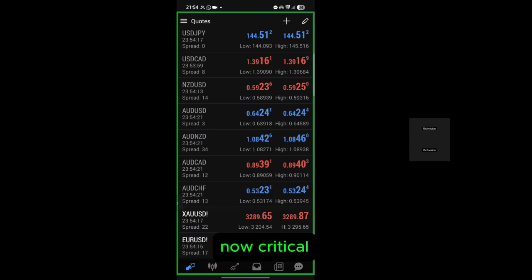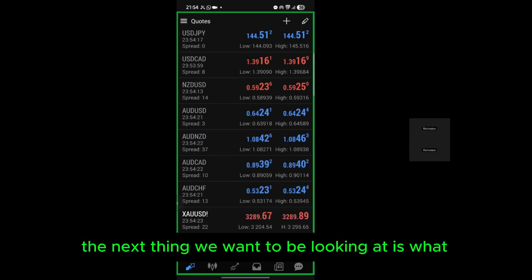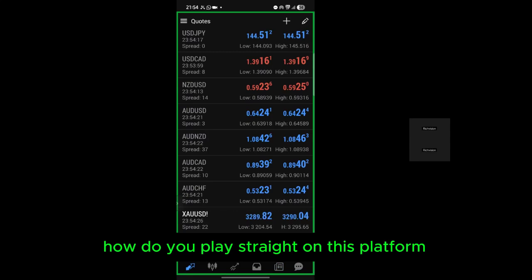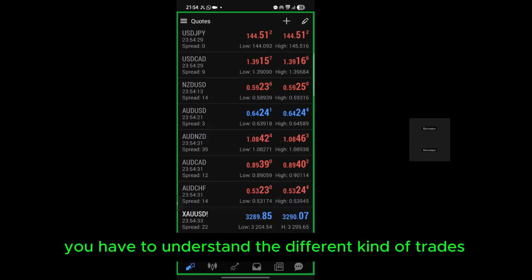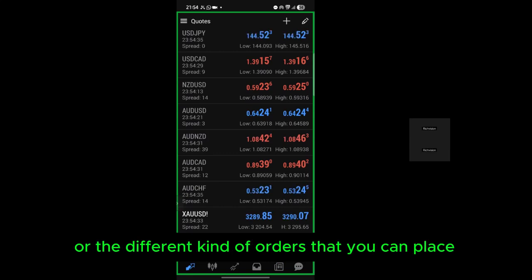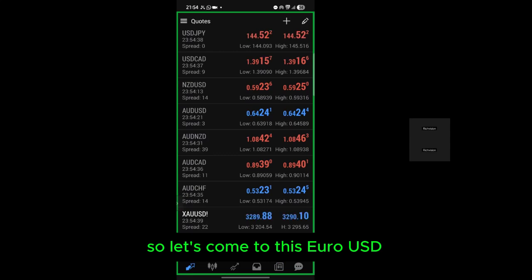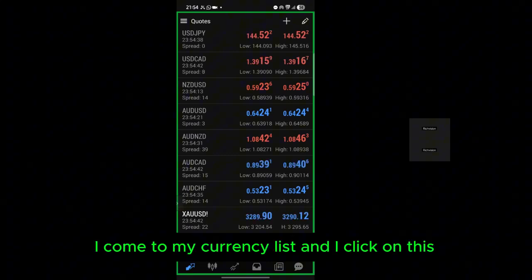Now, critical. The next thing we want to be looking at is how do you place trades on this platform? Placing trades on this platform, you have to understand the different kinds of orders that you can place. So let's come to this Euro USD. I come to my currency list and I click on this.